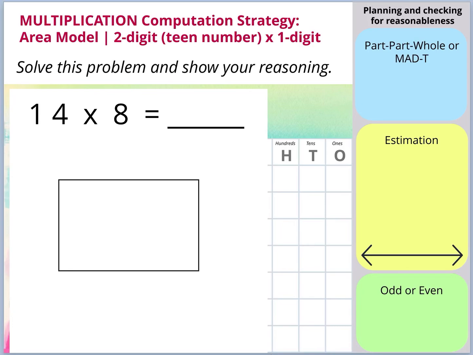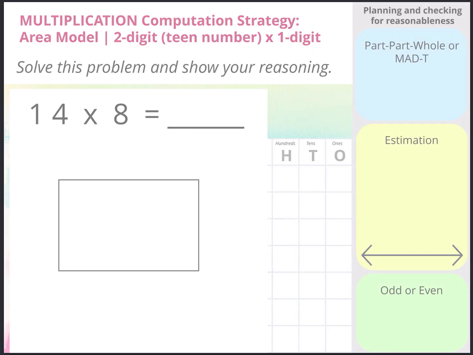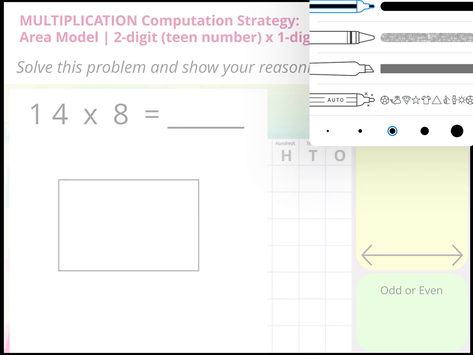Hello again. This is a multiplication computation strategy. It's the area model this time, and it's 2-digit by 1-digit, but the 2-digit is a teen number. So we're getting ready for doing bigger ones, but this is an easy one to get started with. Okay, what is our question?